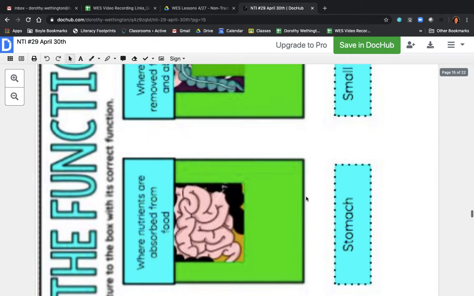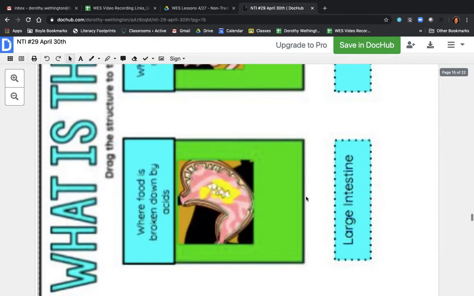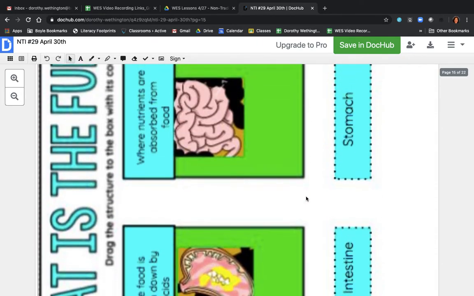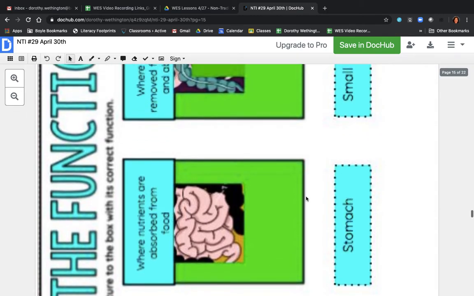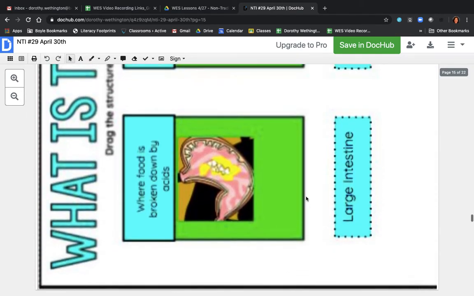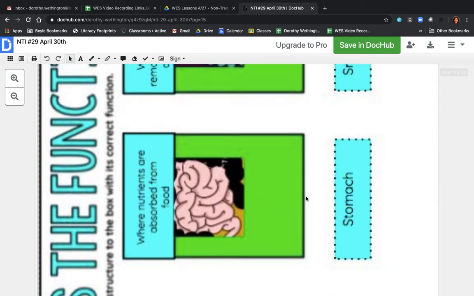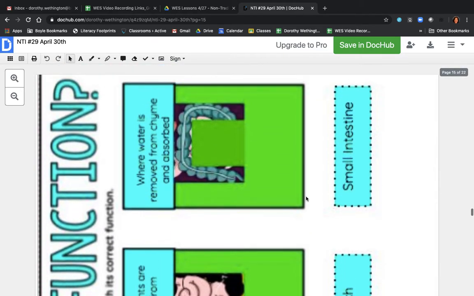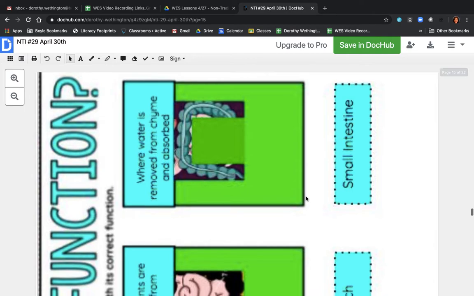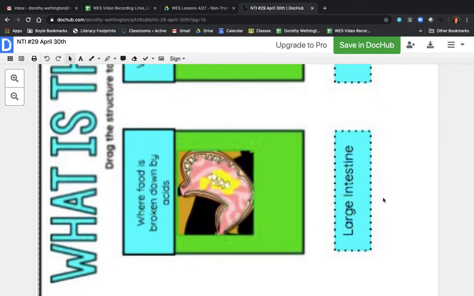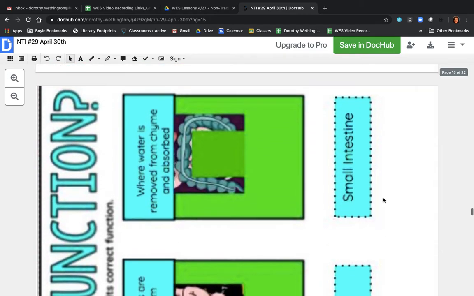So what is the function? Draw or drag the structure to the box with its correct function. We have where food is broken down by acids, where nutrients are absorbed from food, where water is removed from chyme and absorbed. Your choices are large intestine, the stomach, and the small intestine.